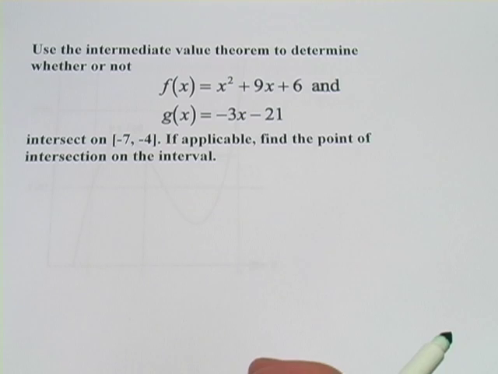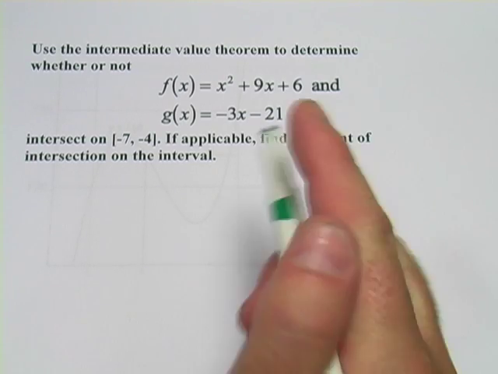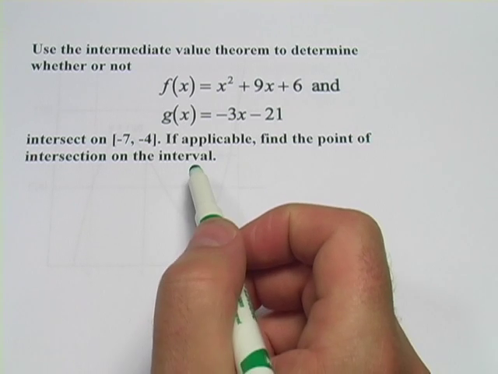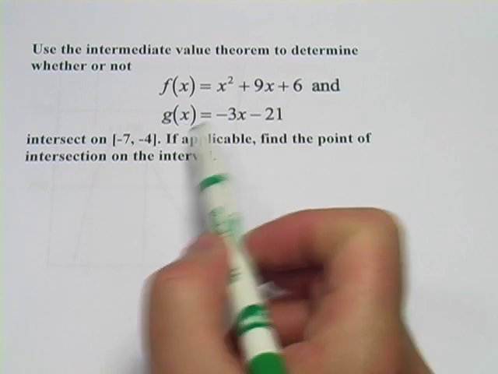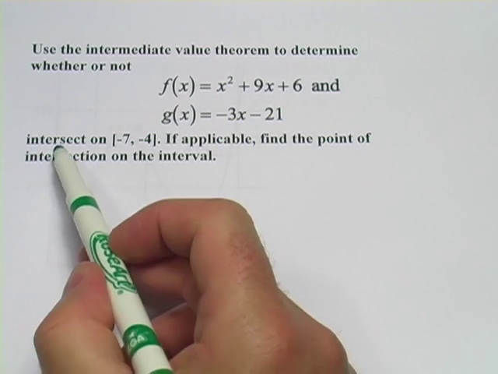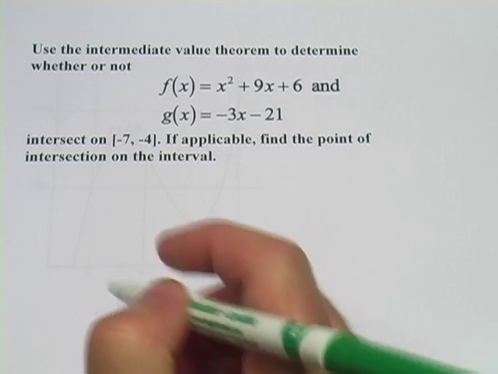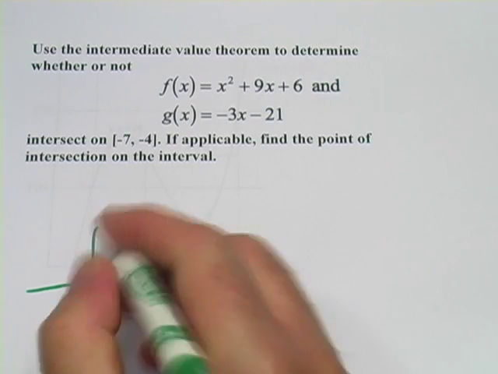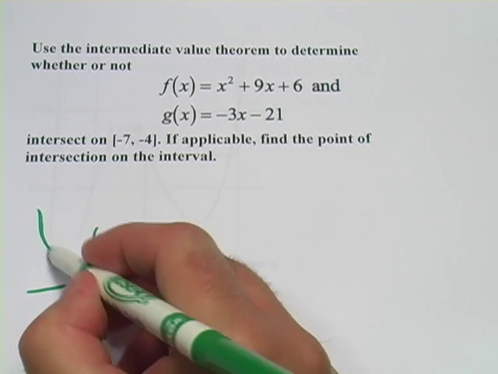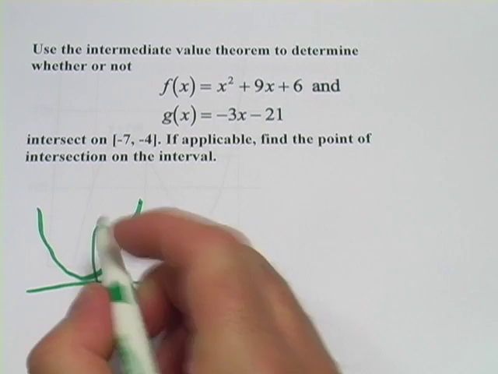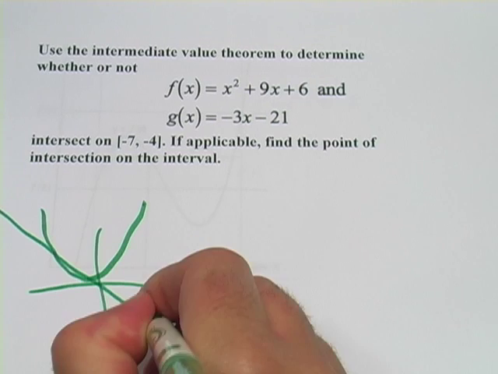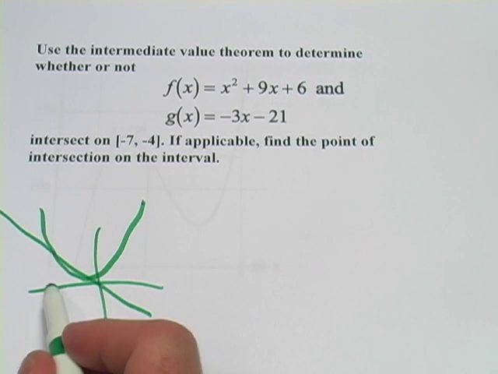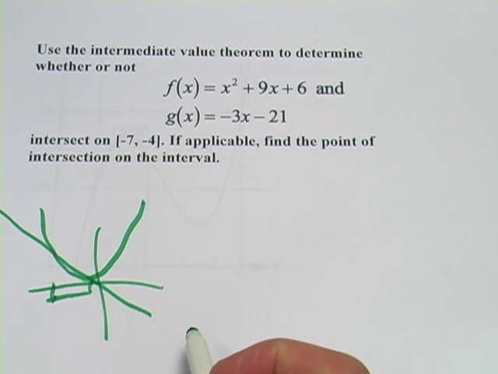All right. This one's a little bit more complex. It says, use the intermediate value theorem to determine whether or not f of x, this function here, and g of x, this other function, intersect. So basically what we've got is some kind of quadratic thing happening here, and then a line happening. And the question is, on a particular interval, do they intersect or do they not intersect?